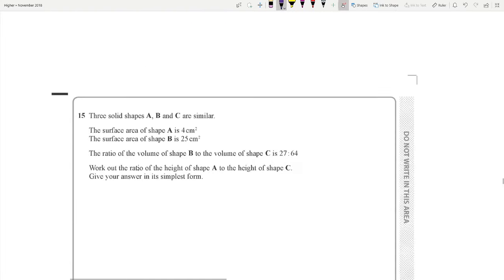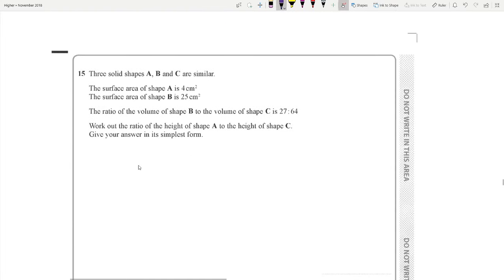Okay, let's move on. Question number 15. Here we've got 3 solid shapes, A, B and C, which are similar. The surface area of shape A is 4 centimeters squared. The surface area of shape B is 25 centimeters squared. We're told that the ratio of the volume of shape B to the volume of shape C is 27 to 64. The question's asking us to work out the ratio of the height of shape A to the height of shape C. Give your answer in its simplest form.